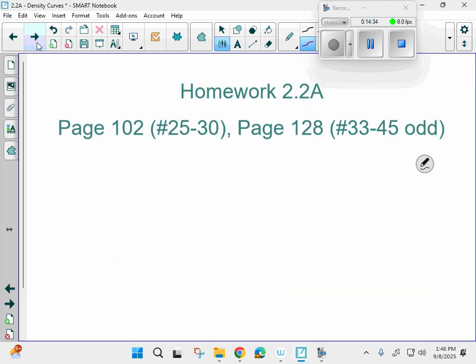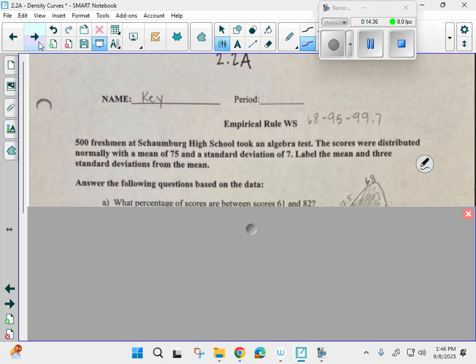All right, you guys, grab this lovely worksheet 2.2a and see if you can find the percent of scores that fall exactly on a standard deviation.